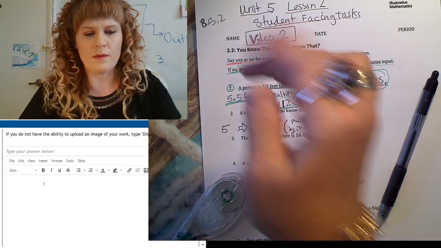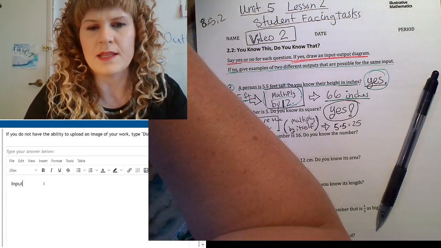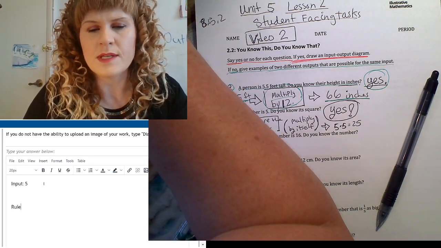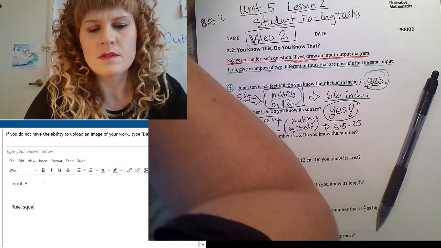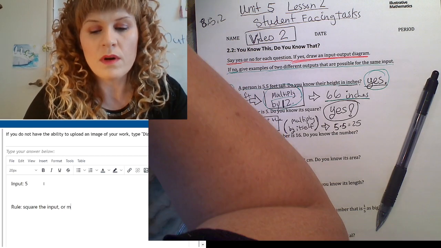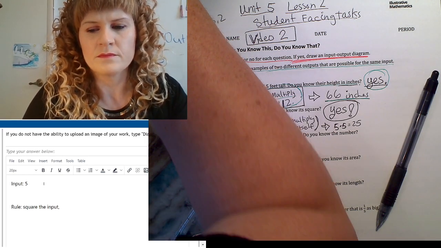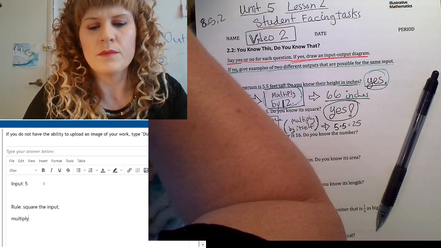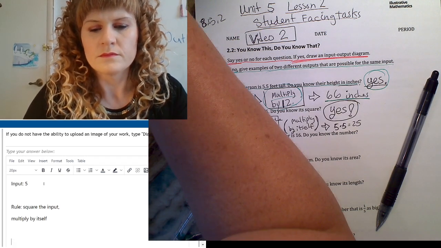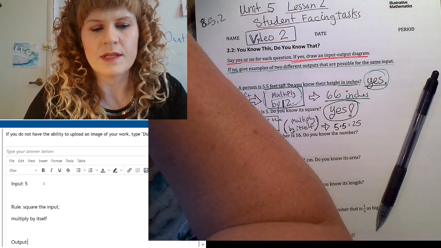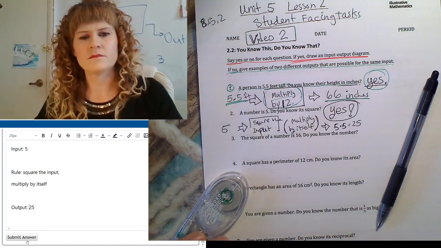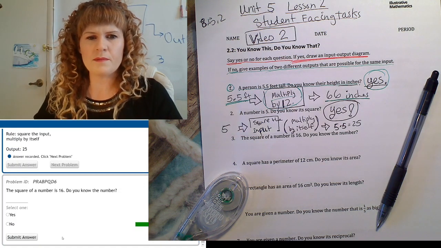Or if you don't want that, then type it in like this. The input is going to be 5. The rule is going to be square the input, or you can say multiply by itself. And the output is going to be 25. Submit your answer. Next problem.